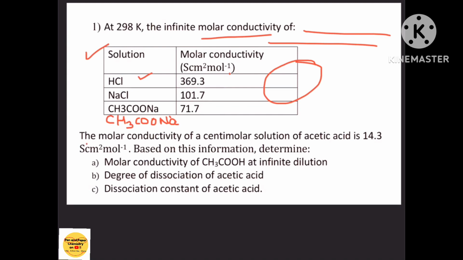Continuing with the question. The molar conductivity of a centimolar, interesting, right? What will be centimolar? This will be M by 100. Solution of acetic acid is 14.3 Siemens centimeter square per mole. Based on this information, determine first, the molar conductivity of acetic acid at infinite dilution. Second, the degree of dissociation of acetic acid, and third, the dissociation constant of acetic acid.